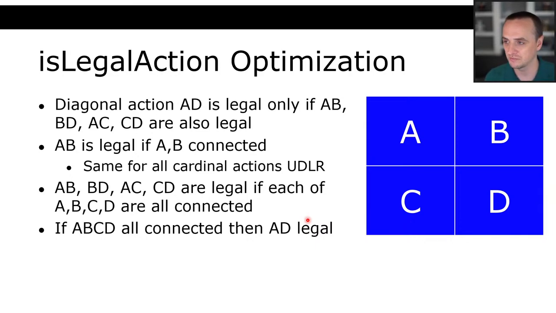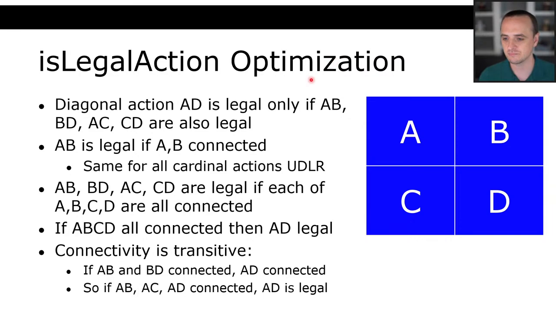That's really cool. I want you to sit down and maybe draw an example on paper about that and really understand how that works, because it is such a crazy cool optimization that you can do for this assignment. And connectivity is transitive. So if AB and BD are connected, that means that AD is connected.